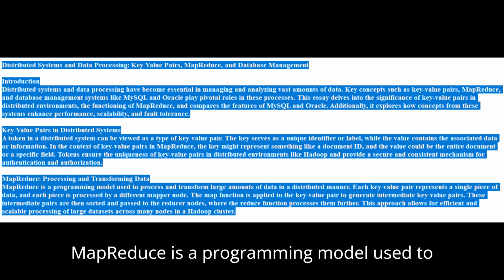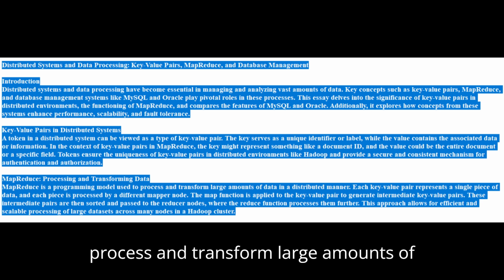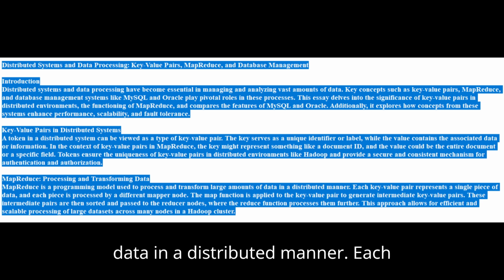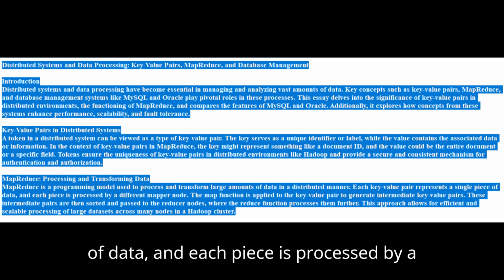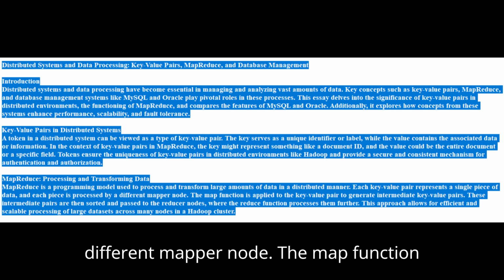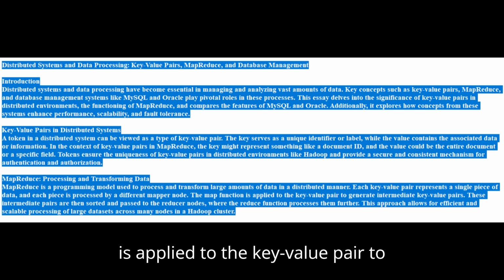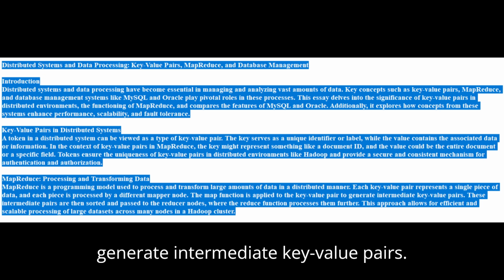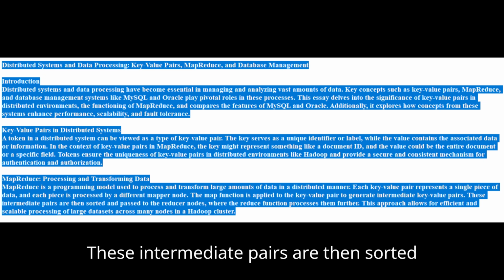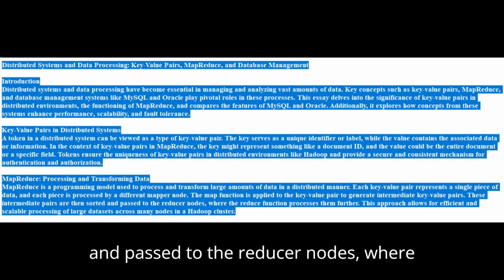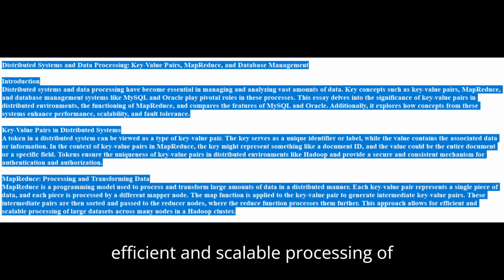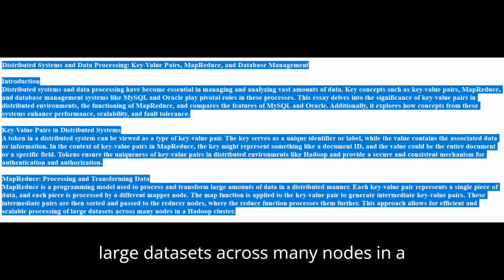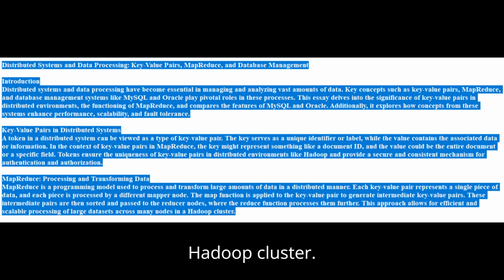MapReduce is a programming model used to process and transform large amounts of data in a distributed manner. Each key-value pair represents a single piece of data, and each piece is processed by a different mapper node. The map function is applied to the key-value pair to generate intermediate key-value pairs. These intermediate pairs are then sorted and passed to the reducer nodes, where the reduce function processes them further. This approach allows for efficient and scalable processing of large datasets across many nodes in a Hadoop cluster.